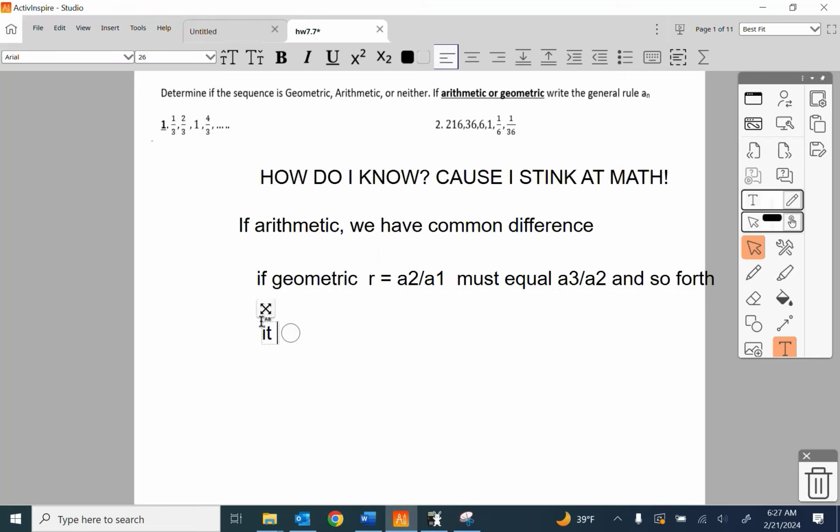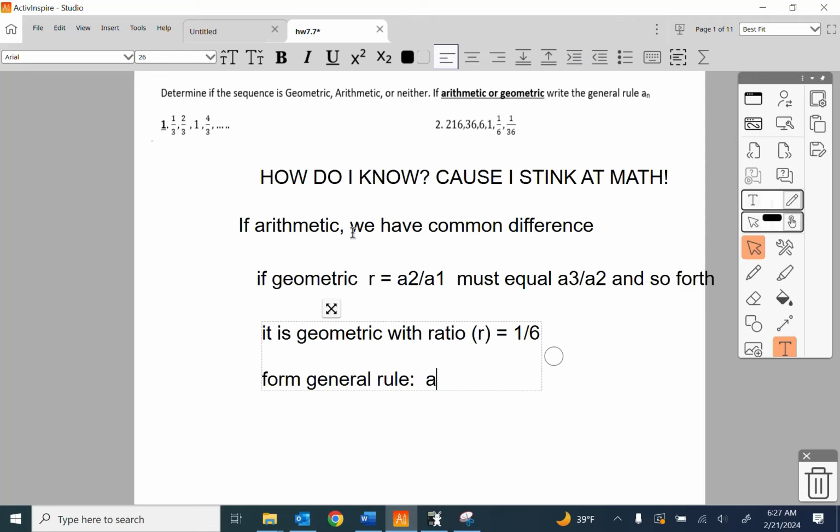So I've decided it is geometric with a ratio, which we call r, equal to 1/6. Please use fractions and not decimals. And I'm supposed to write the general rule. So your form for the general rule is a sub n equals a sub 1 times r to the n minus 1. And I just plug some stuff in. And we have to do recursive too with this, man. I just remembered that. A whole lot to do.